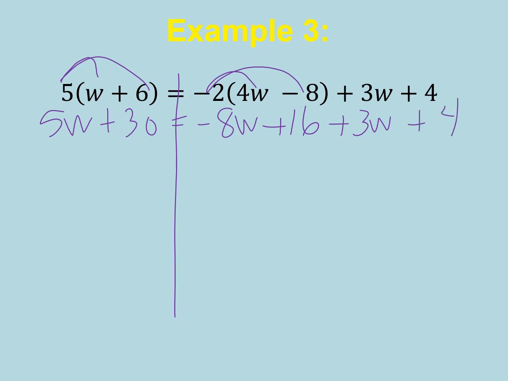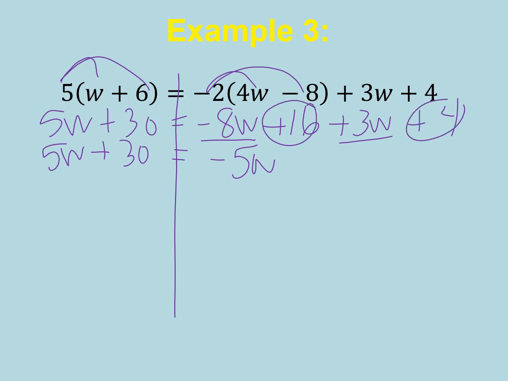Okay, so on the left-hand side, those are not like terms. They're going to stay the same. So I'm just going to write that again, 5w plus 30 equals, and then on the right-hand side here, I say I have negative 8w and 3w. That makes negative 5w. And then I have 16 and 4 makes 20. Okay, so I have both sides simplified. Now I want to get my variables together.